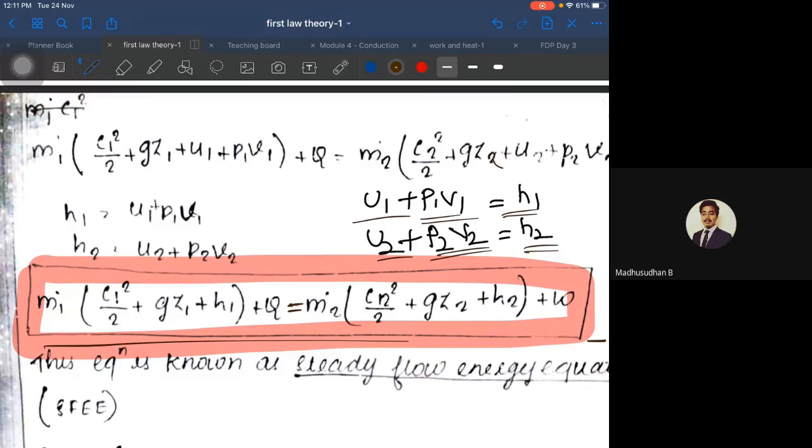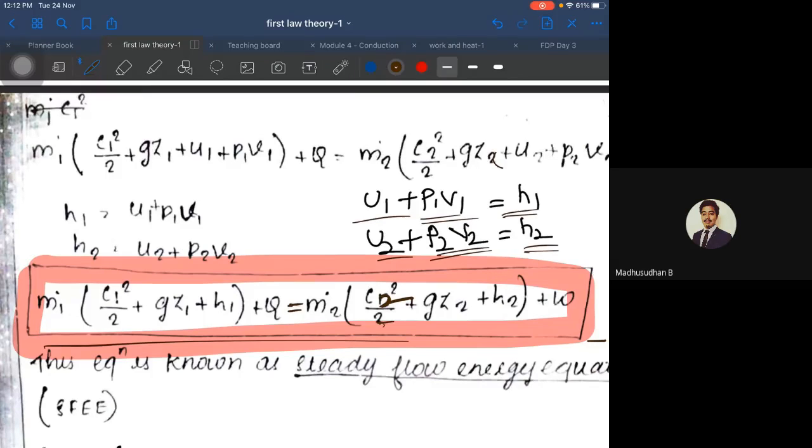Okay. Swaroop. Yes, sir. Give me the SFEE. m1 of C1 square divided by 2 plus gZ1 plus h1 plus Q equal to m2 of C2 square divided by 2 plus gZ2 plus h2 plus W. It's C2, not C1.